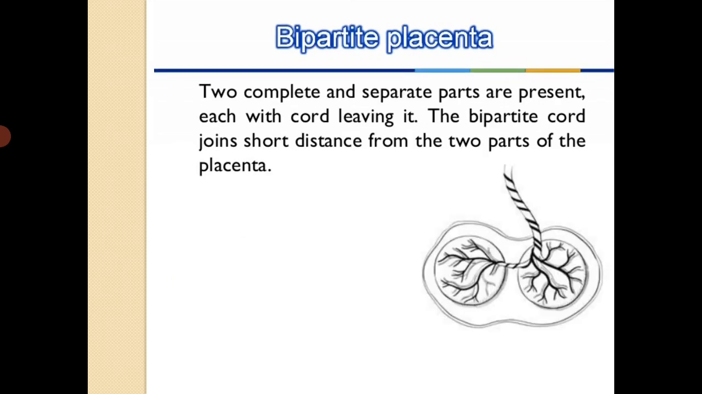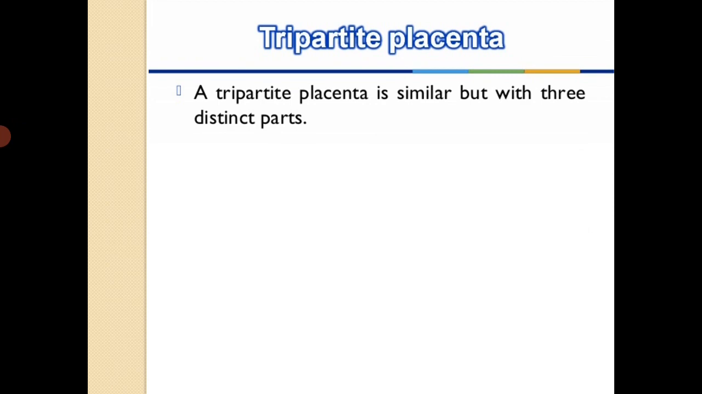Next is the bipartite placenta. Two complete and separate parts are present, each with the cord leaving it. The bipartite cord joins a short distance from the two parts of the placenta. Then tripartite placenta. A tripartite placenta is similar but with three distinct parts.